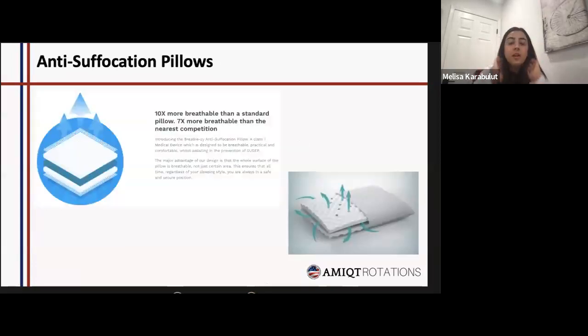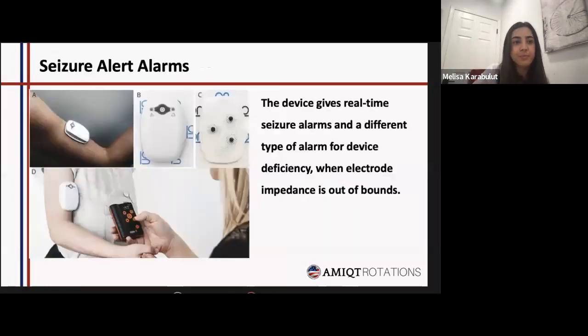Here is the anti-suffocation pillow. There are a lot of companies that produce them. These pillows let patients breathe regardless of the patient's sleeping style. Here are the seizure alert alarms. These kinds of devices give real-time seizure alarms to patients. And also, there are some apps that send information about the seizure to the doctor's phone of the patient.